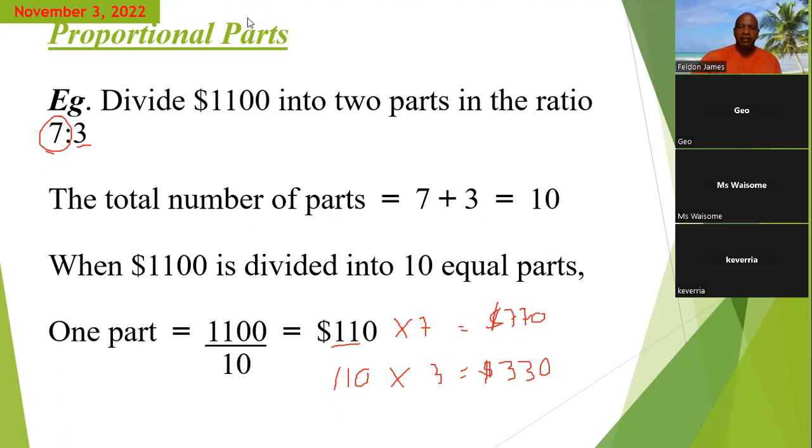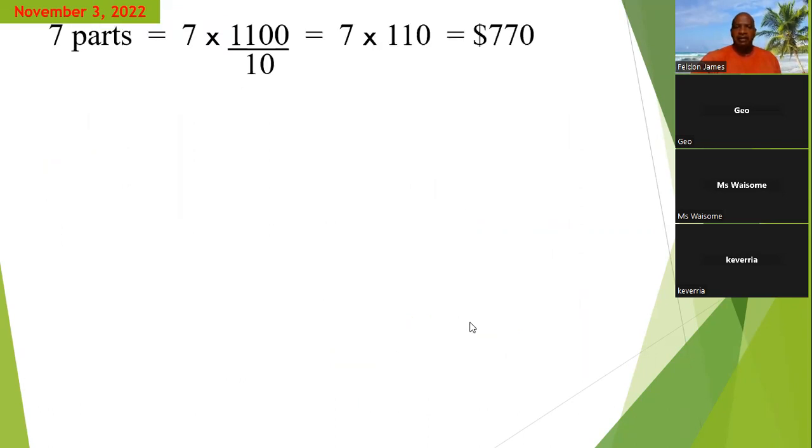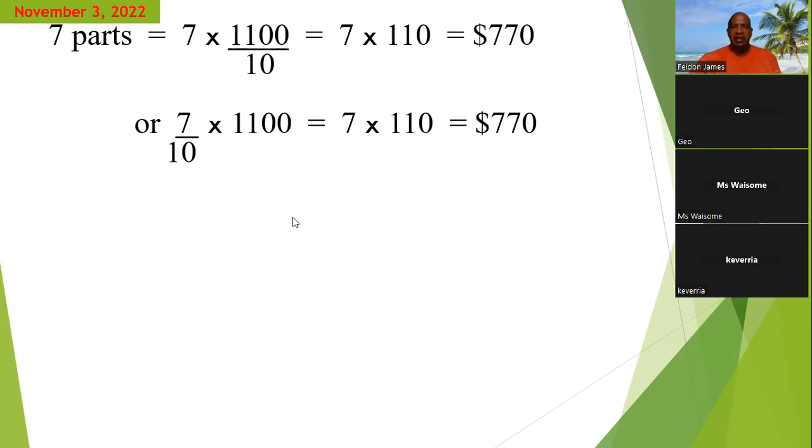And the second approach would have been just as what Ms. Wason would have done. So now you would have 7 parts equal to 7 times 1,100 over 10, which is actually 7 times 110, giving us 770. Now, the other way, which is what Ms. Wason did, was to write the 7 as a fraction of 10 and times it by the 1,100. So it's really the same calculation, set out slightly differently.